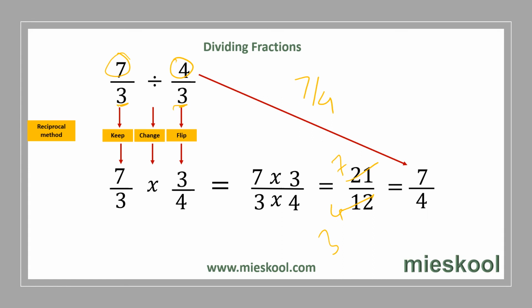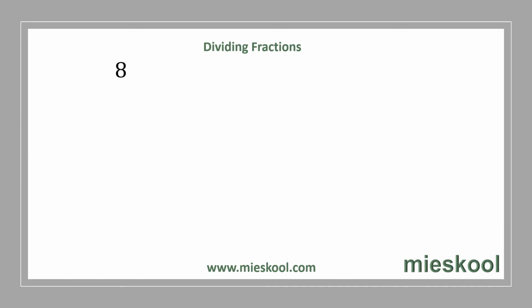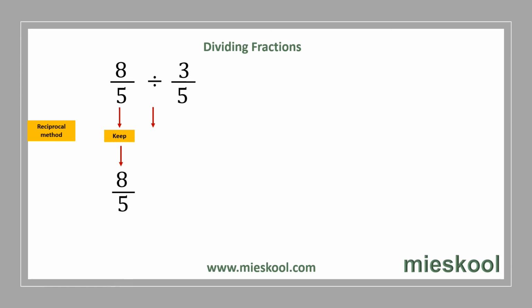Let's take another example. So we have 8 over 5 divided by 3 over 5. We will apply the reciprocal method. We'll keep the first fraction as it is, so 8 over 5. We will change the division symbol to multiplication. We will flip the second fraction, and so it becomes 5 over 3. And now we will simply do the multiplication here.